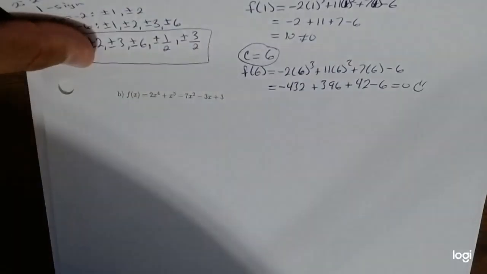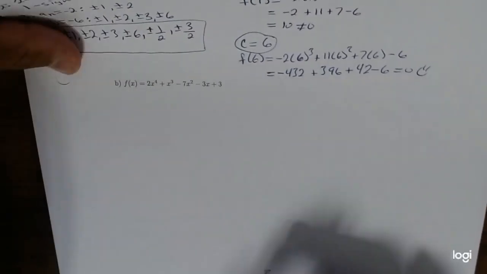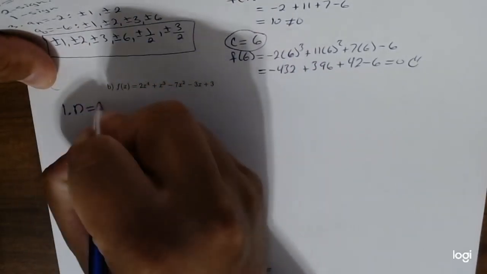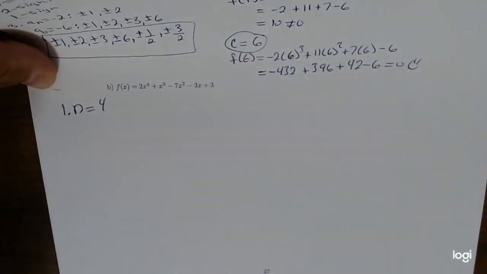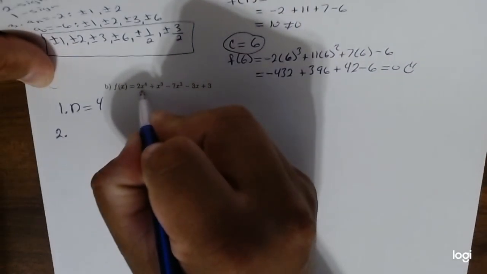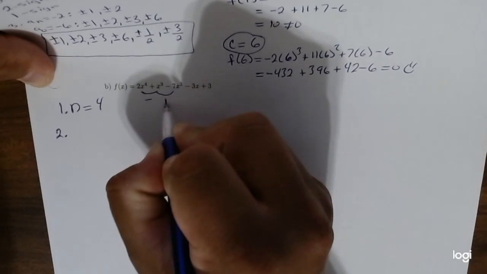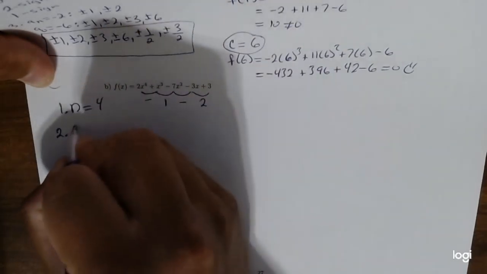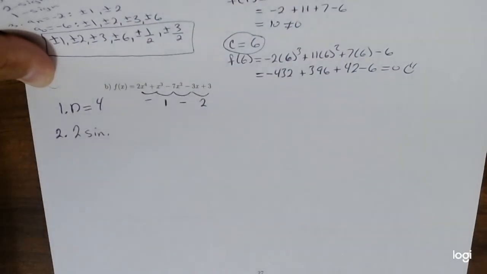Okay, so let's try B now, using the same template we did above. First things first, the degree of the polynomial, which is 4. So we should have a total of 4 zeros at the very end. Okay. Step 2, sign changes. If we go, notice, that's none. That's 1. That's not a sign change. That's 2. So again, we have 2 sign changes.